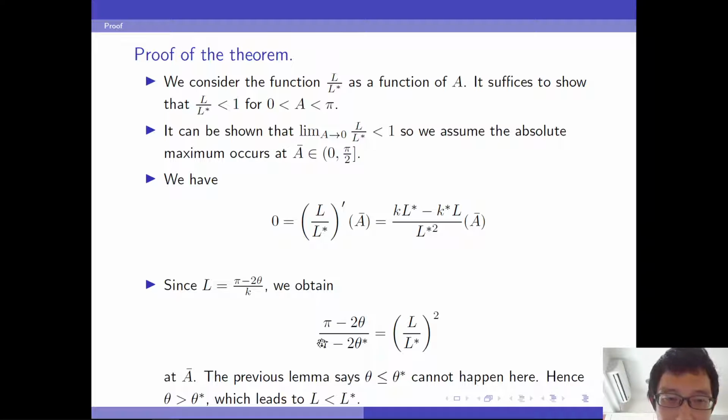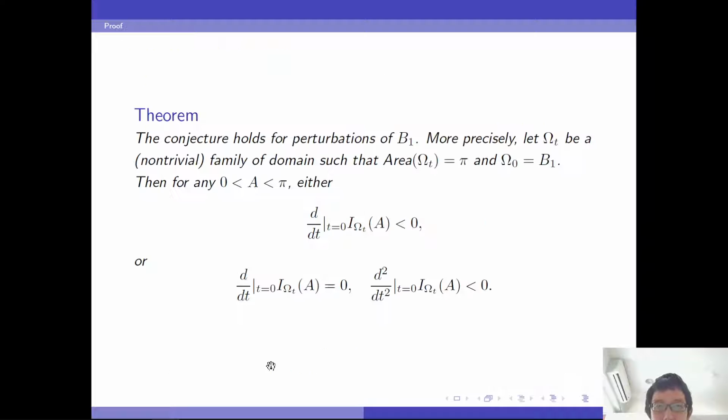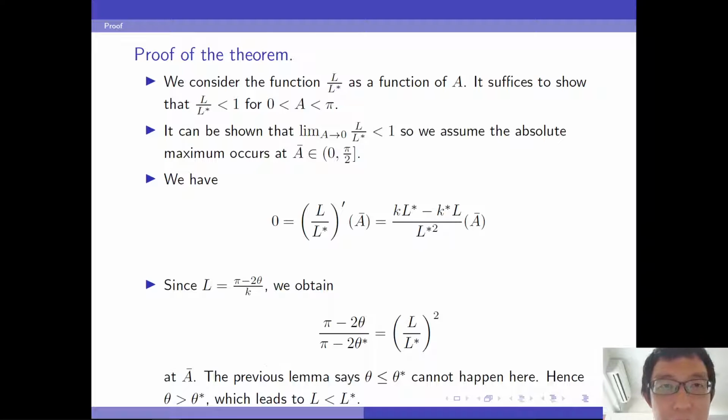And the previous lemma says that theta less than or equal to theta star cannot happen here. If this were the case, then we have L is less than L star, and this contradicts the identity. Hence theta must be greater than theta star, and this implies that L is less than L star. So this completes the proof of the theorem.